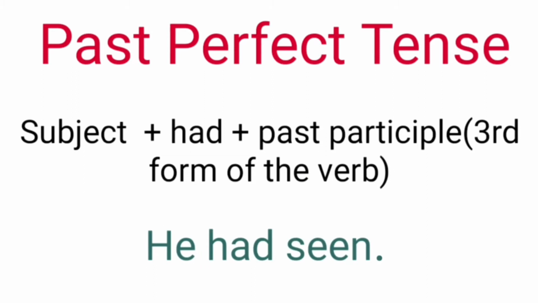Let's begin. Past perfect tense is one of the four forms of the past tense. It talks about the past of the past. It is used for the actions that started and finished in the past before another action started, which also occurred in the past. Its sentence formation is subject plus had plus past participle or third form of the verb. Example is he had seen. Here seen is the third form of verb see.